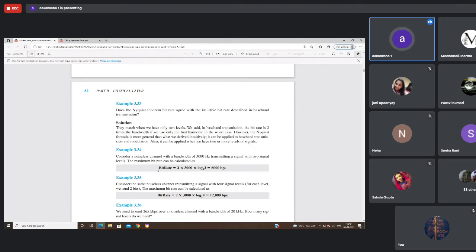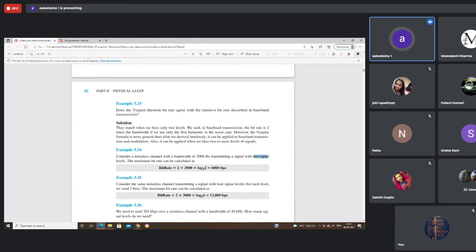Now this is another calculation. Consider a noiseless channel with a bandwidth of 3000 Hertz transmitting a signal with 2 signal levels. The bit rate can be computed as follows: the bandwidth is 3000 Hertz and the signal levels are 2. So the bit rate is 2 into 3000 into log 2 of 2, which is 1. Log 2 of 2 is 1, and this becomes 6000 into 1, which is 6000 bits per second.